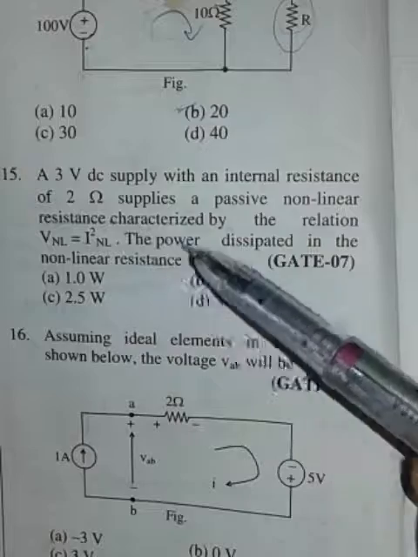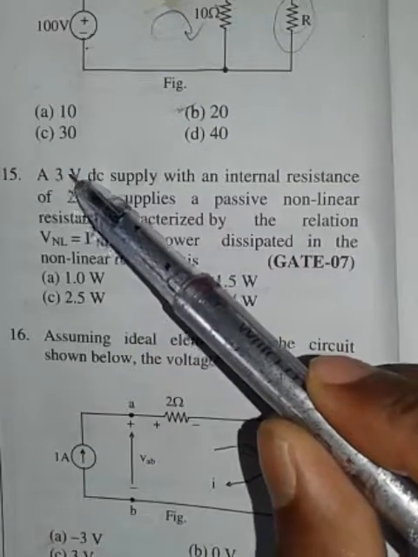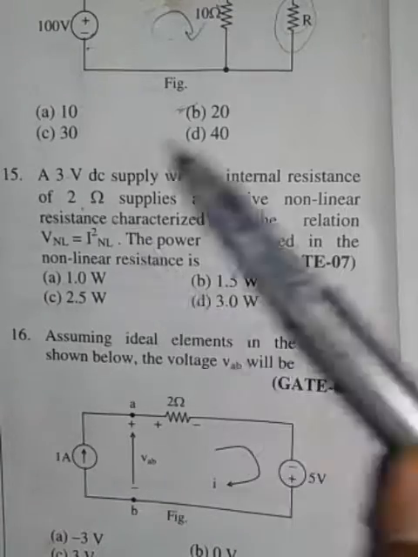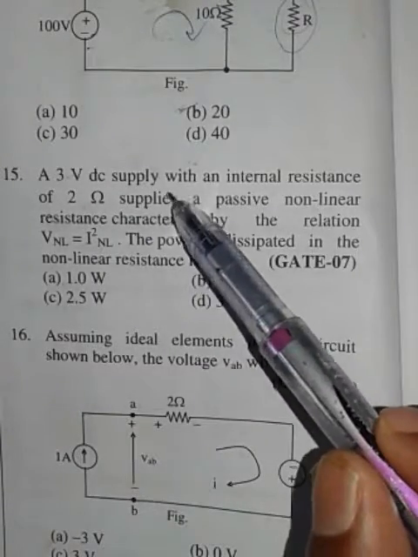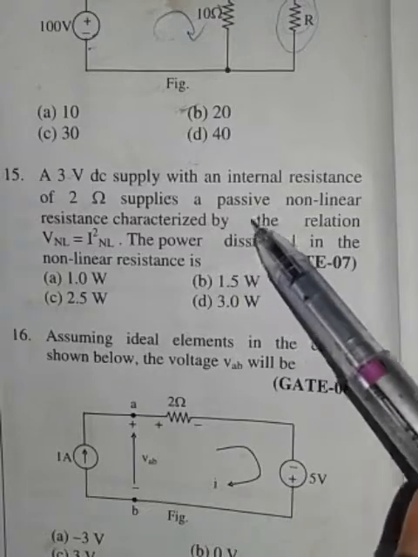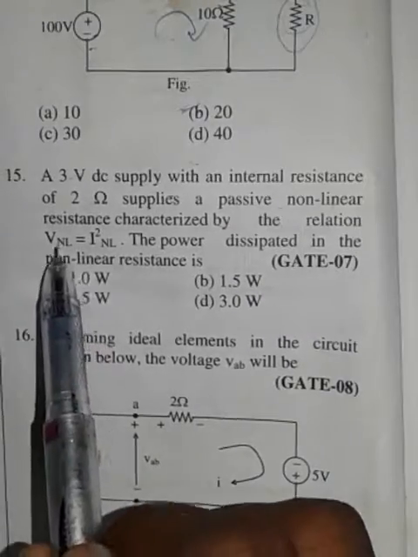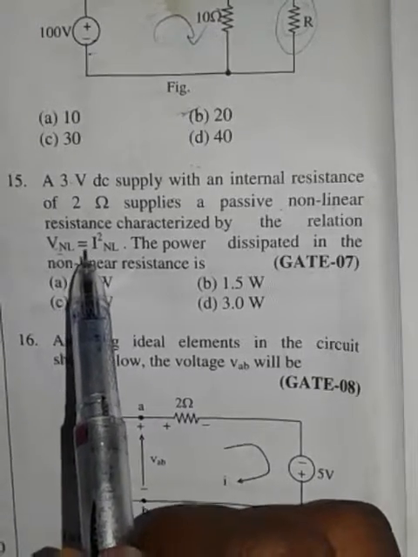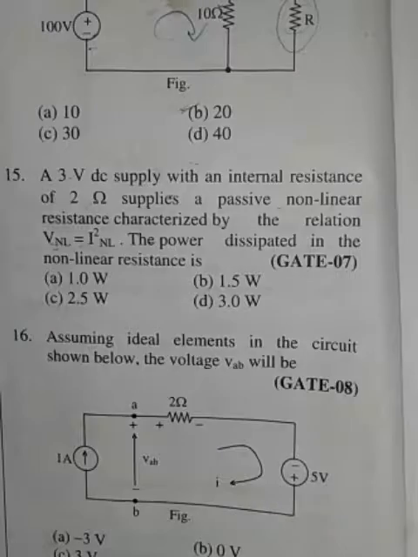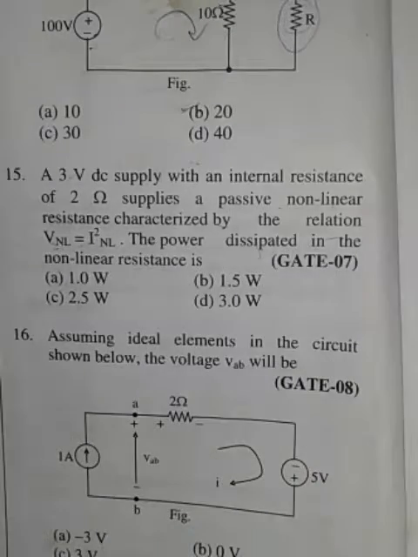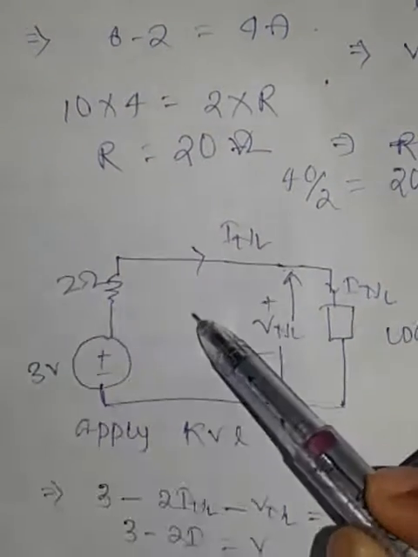So in this question, they have given that one 3 volt DC source is there and its internal resistance will be 2 ohm. And to this is connected a passive nonlinear resistance whose characteristic equation is VNL, means non-linear voltage, is equal to I square, where I is the non-linear current. They are asking to find out the power dissipation in the non-linear resistance. So let's see its configuration. This is the figure they have given.